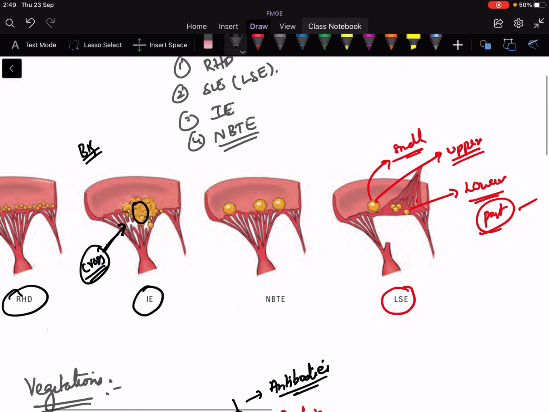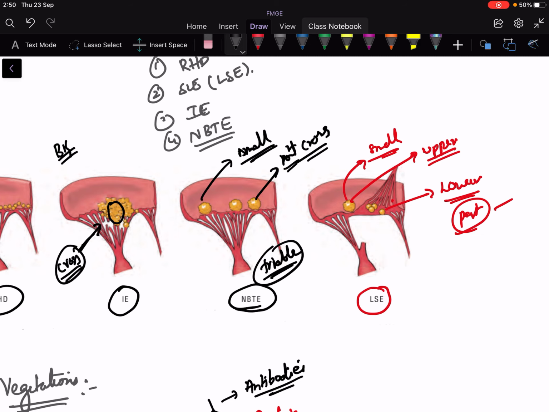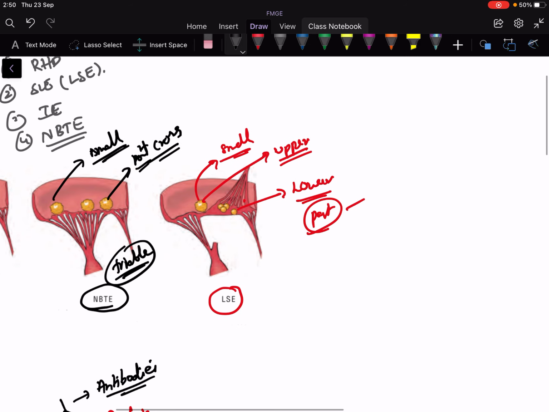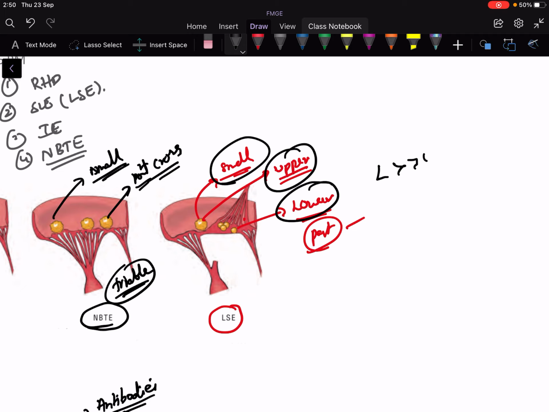Whereas in case of non-bacterial thrombotic endocarditis, they are also small to medium sized, but we can call them small, and they don't cross. But the most important thing is they are friable. It means they will break and they will form an embolism. Whereas Libman-Sacks endocarditis, look, I already told you, they are small and they are found not only on the upper side, they are found on the lower side also, but the lower side is more common than the upper side.